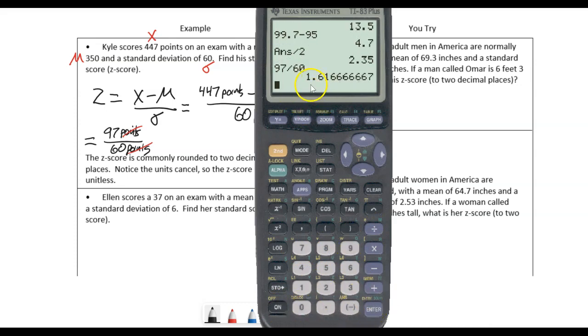Eventually, you have to stop this somewhere. And again, z-scores are commonly rounded to 2 decimal places. So if there's no rounding instructions, default to 2 decimal places for the z-score. That would be 1.616, so 1.62.